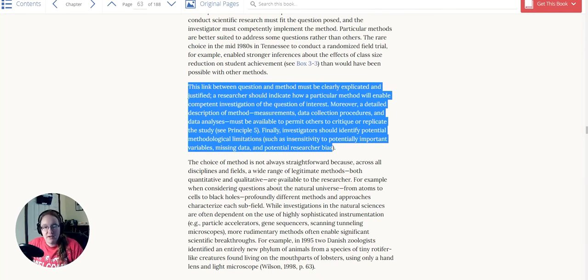The choice of method is not always straightforward because across all disciplines and fields, a wide range of legitimate methods, both quantitative and qualitative, are available to the researcher. For example, when considering questions about the natural universe, from atoms to cells to black holes, profoundly different methods and approaches characterize each subfield. While investigations of the natural sciences are often dependent on highly sophisticated instrumentation, particle accelerators, gene sequencers, scanning tunnel microscopes, more rudimentary methods often enable significant breakthroughs.